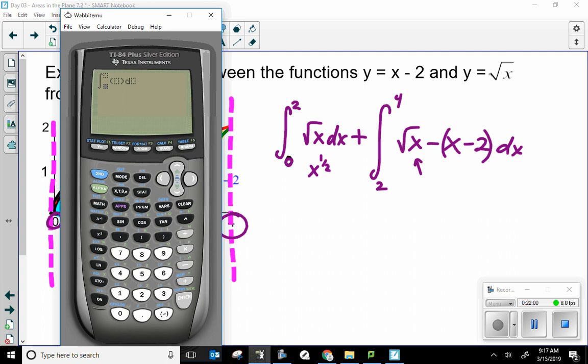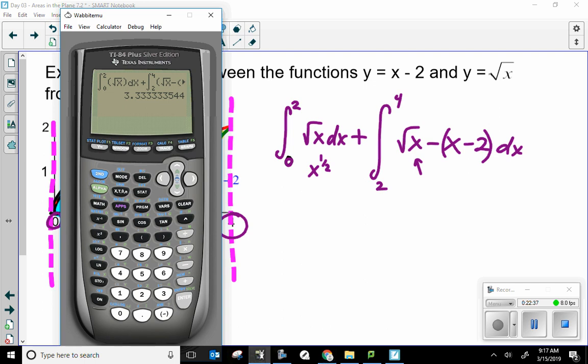So I'm going to do this first one from 0 to 2 of the square root of x dx. First one's done. Plus the integration from 2 to 4 of the square root of x, pop out of that radical sign, minus parenthesis x minus 2 parenthesis dx. And when I hit enter, let's see if it's anywhere in the ballpark.